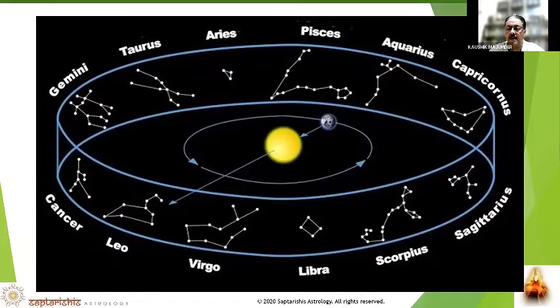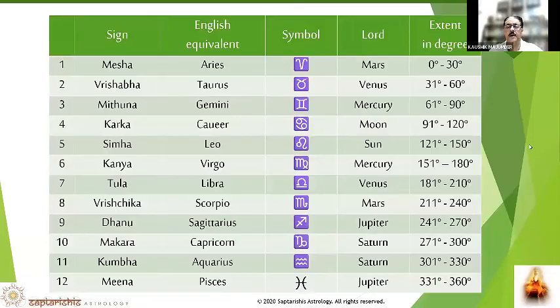Another pictorial clarification. Now, the first Rashi is Aries, we know. These are the symbols of the Rashi which are used in astrology. When you are reading books, you can find these signs being used. These are the lords of the signs. Now, for this discussion, I will keep this column silent. I will not talk about this.